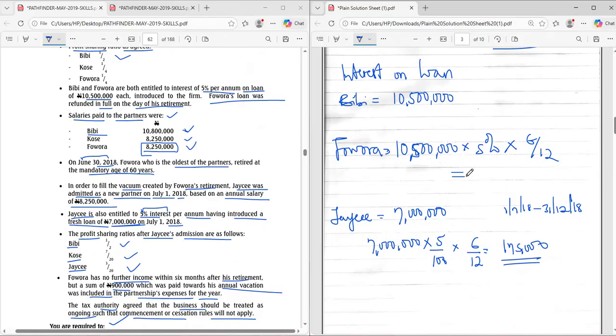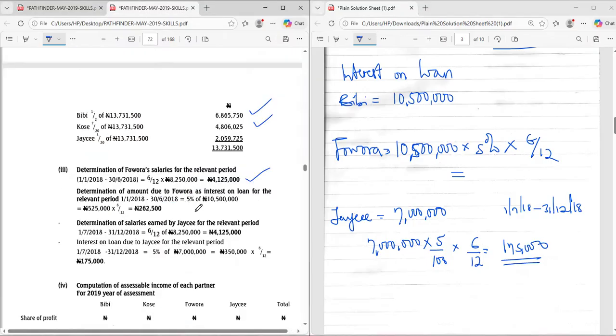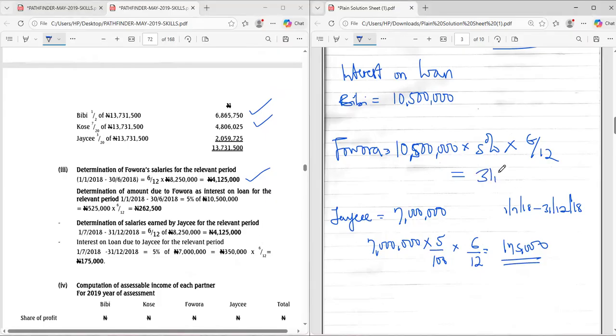Yes, 10.5 million. Let's show that this one is correct. How much? 31,500. Are you sure? 10,500,000 times 5 divided by 100. Any answer you get times 6 divided by 12. 31,500. Yeah.